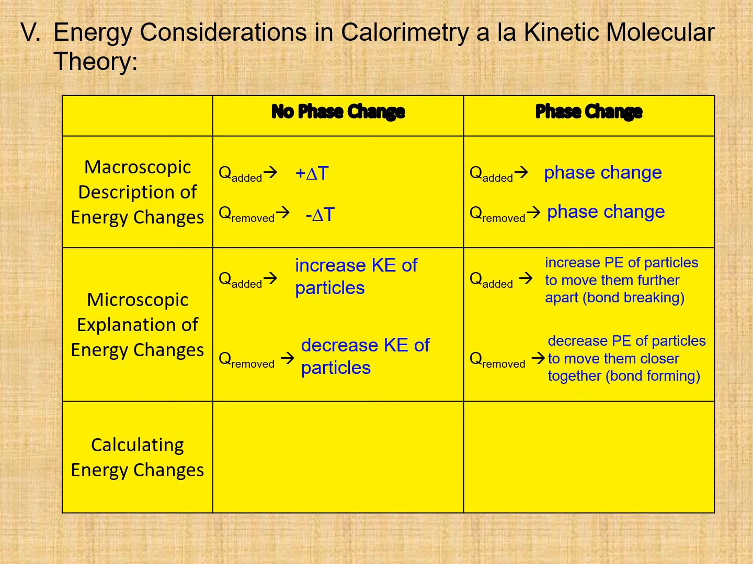When it comes to calculating energy changes, when it comes to solving calorimetry problems, when no phase change is involved, and we're simply talking about a temperature change, we use the equation we know and love, Q equals mc delta T. When there is a phase change involved, however, then we're talking about a heat of fusion or a heat of vaporization, in which case we can calculate the amount of heat added by multiplying the mass by the latent heat. Either the latent heat of fusion or the latent heat of vaporization.